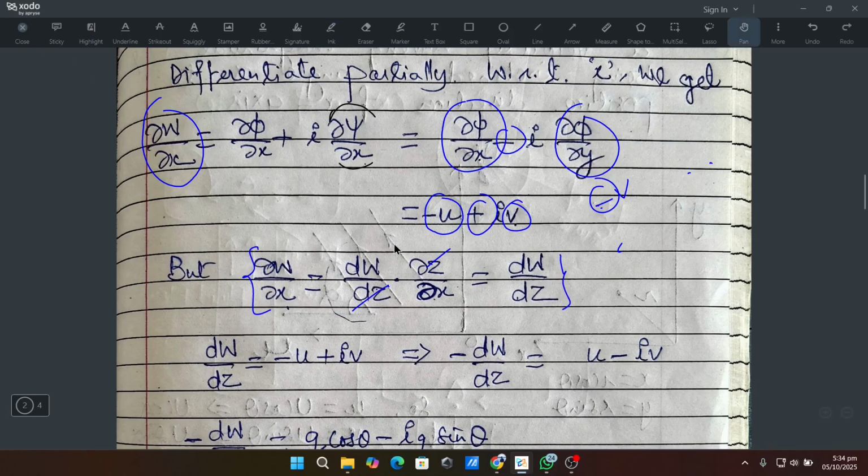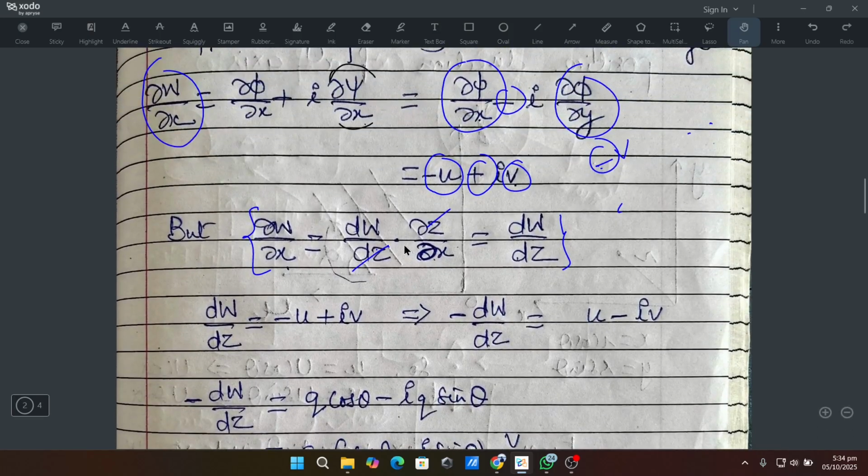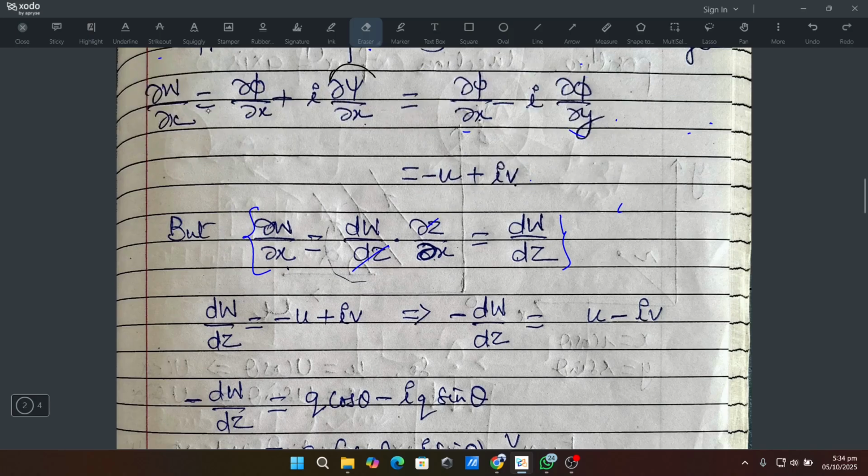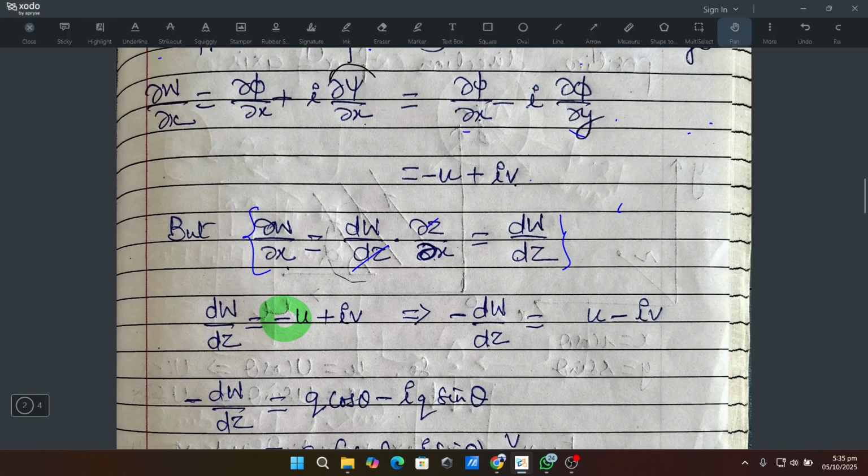And now what we have got here is dw/dz equal to negative u plus iv. From here, sorry, from here we already got this, right? We already got that dw/dz equals negative u plus iv. So we have just put that value here, and if you bring this negative sign here, then what you will get? We will get negative dw/dz equal to u minus iv. This is a very important thing.